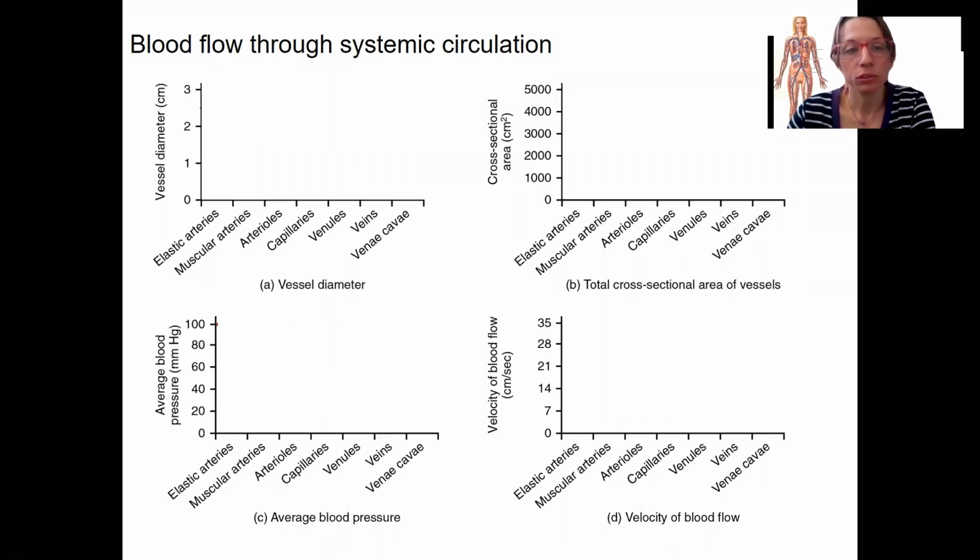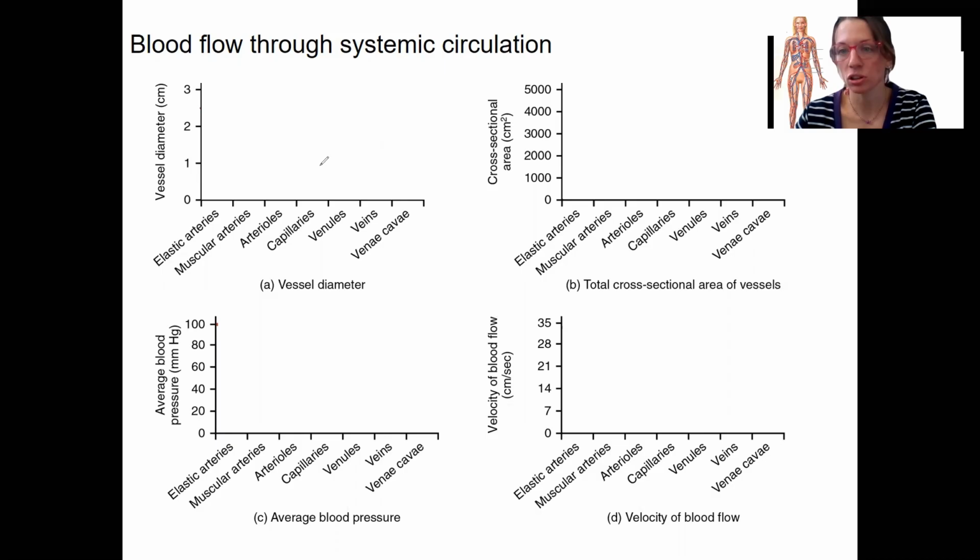So let's look at what blood flow looks like through circulation. We've talked about the factors that influence flow, and that going through the entire circulation matters for thinking about pressure. It's also going to matter for other factors that are really relevant for exchange across tissues, so at the capillaries. So let's graph these various factors here: vessel diameter, blood pressure, cross-sectional area, and velocity of blood flow across circulation.